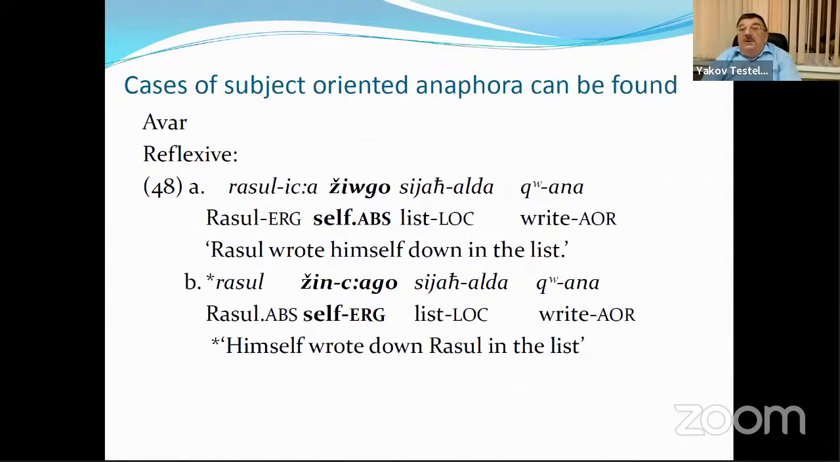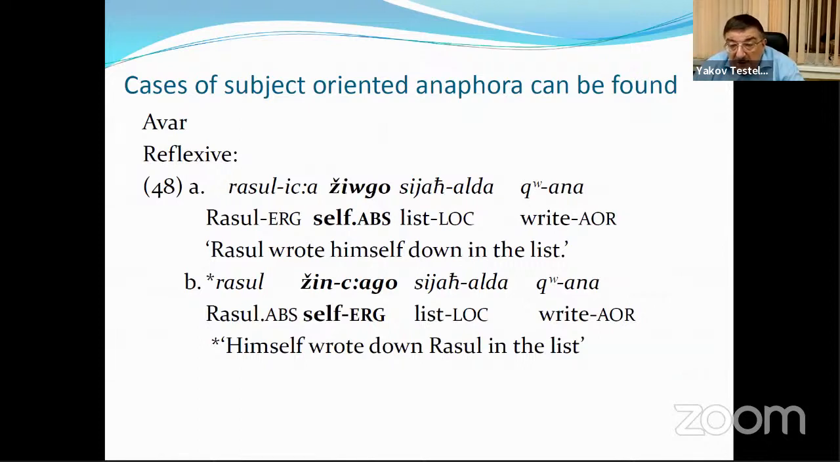But cases of subject-oriented anaphora can also be found in some languages. In Avar, for example, the reflexive is subject-oriented, like in Russian, or to a lesser degree in English. In English, it's somewhat more complicated. Like Rasul wrote himself down in the list. The other way around is possible in Kvarshian or in some Andic languages, but it's impossible in standard Avar. It's ungrammatical. 48, Rasul Zhimtsa Gosi Ahodakwana.